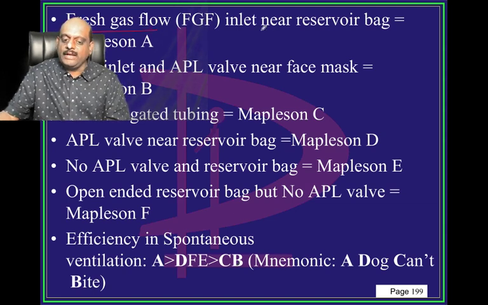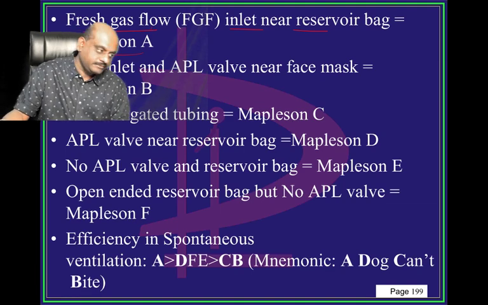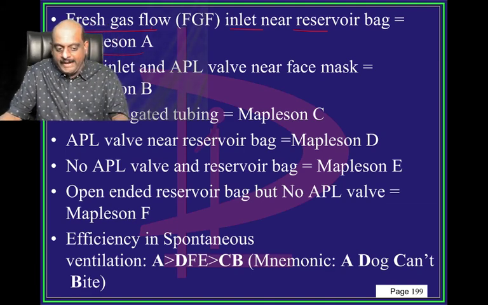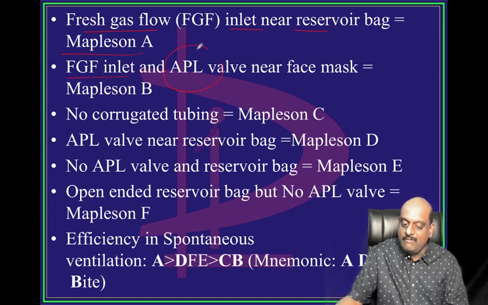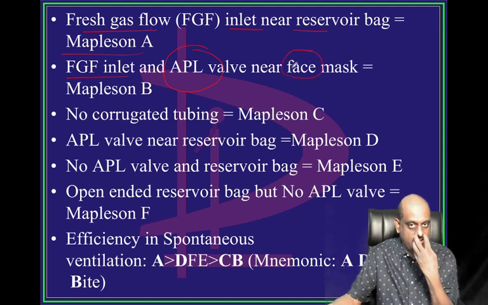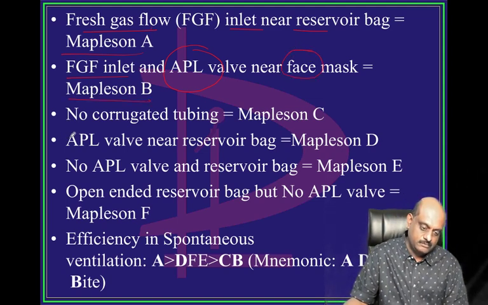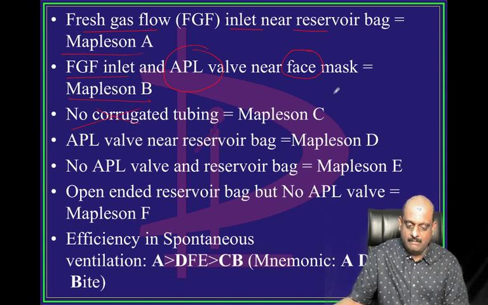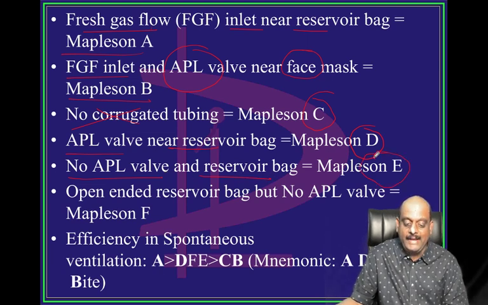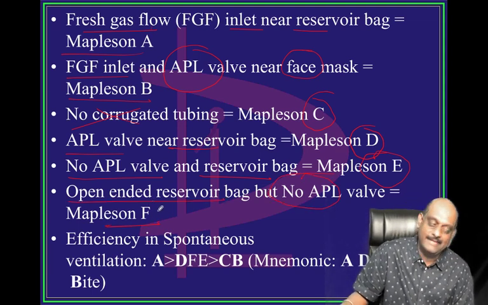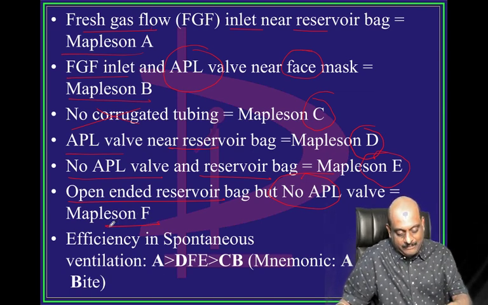So fresh gas flow inlet near the reservoir bag, Mapleson A. Fresh gas flow inlet and APL valve near the face mask, Mapleson B. No corrugated tubing, Mapleson C. APL valve near the reservoir bag, Mapleson D. No APL valve and reservoir bag, Mapleson E. Open ended reservoir bag but no APL valve, Mapleson F. That is the point you need to remember.